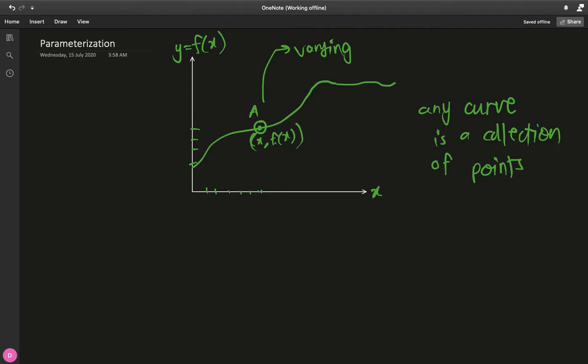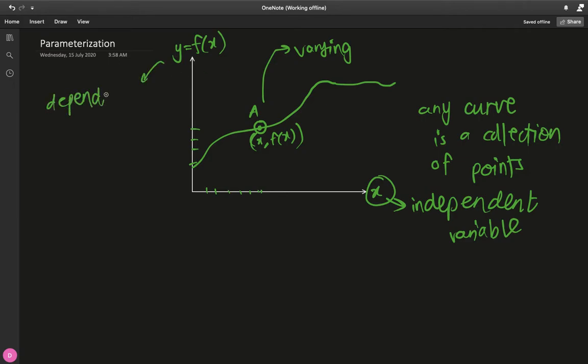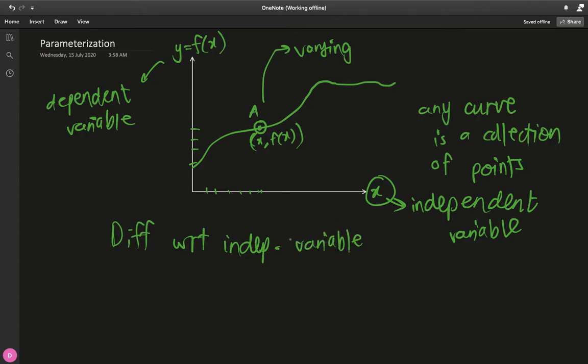And this is actually the traditional way of looking at functions. That's why we call x the independent variable, and f of x or y the dependent variable, because it clearly depends on x. It's a function of x. That's why in a conventional sense we used to differentiate with respect to the independent variable, which was in most cases x, unless you called it something else.